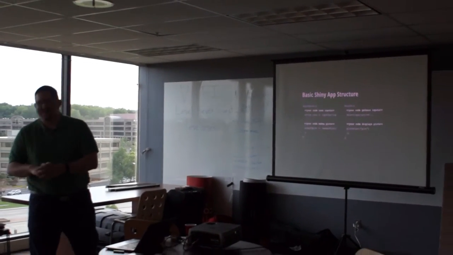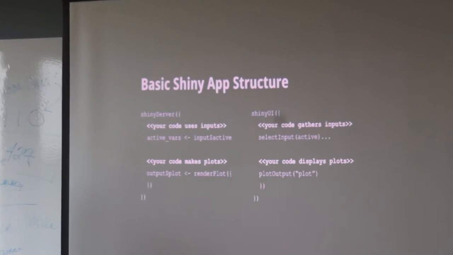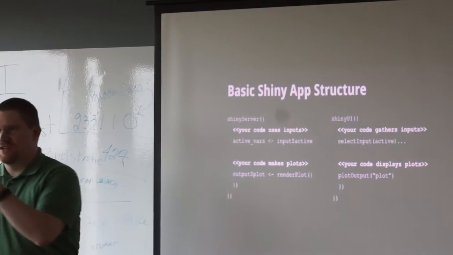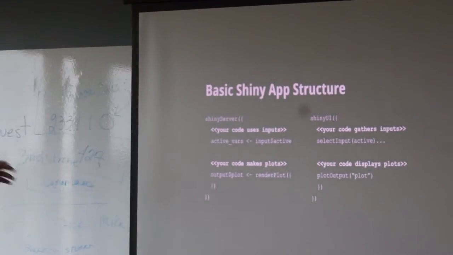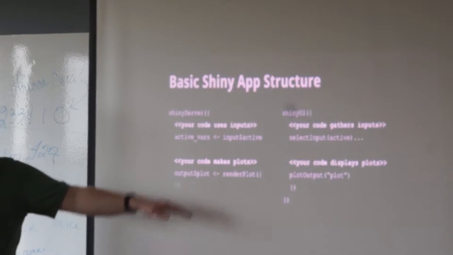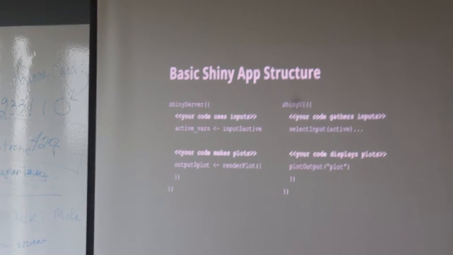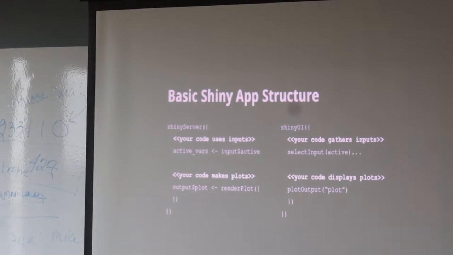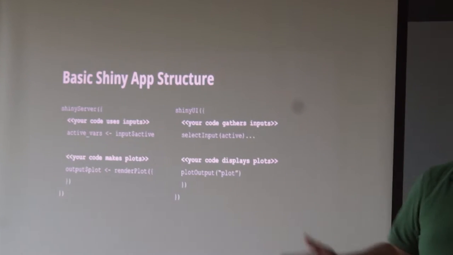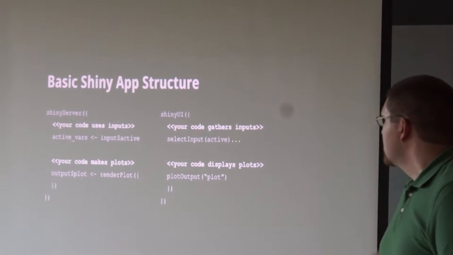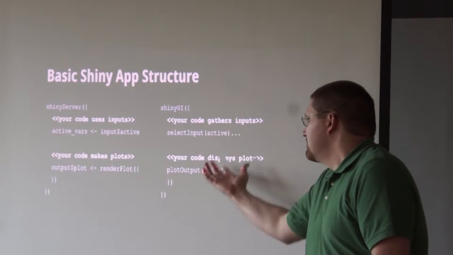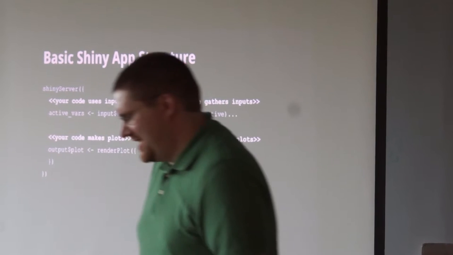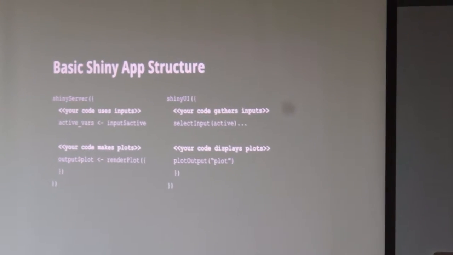This is super small, so I'm not going to spend a lot of time on it. But basically, these are the two side by side. Your code uses inputs, so you get them from, as I mentioned, input, dollar sign, whatever you want to call it. Your code makes a plot, so it assigns output, dollar sign, plot, with one of the reactive functions like render plot. Over in the UI, your code gathers the inputs, select input, you're calling it active, let's say it's the site that's active. And then you're going to display a plot, so you use plot output, and then the name of whatever you named it, in this case, the super descriptive plot. You can name it much more extensively if you'd like.